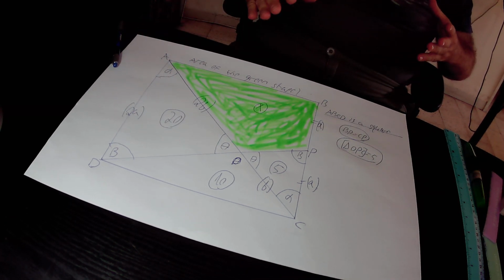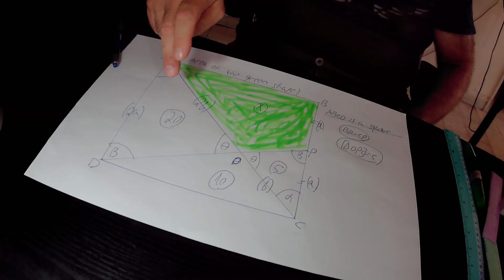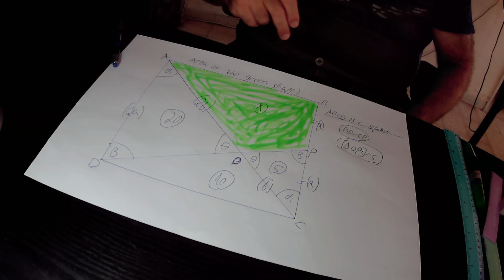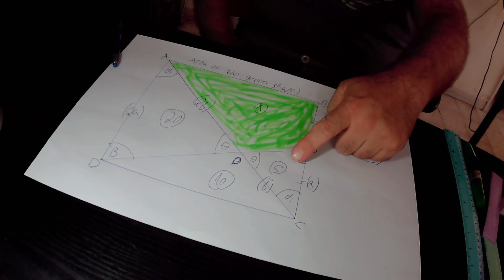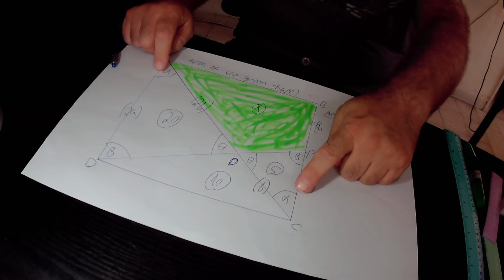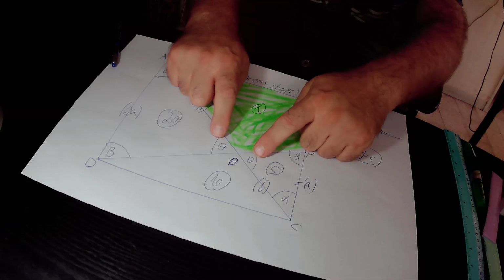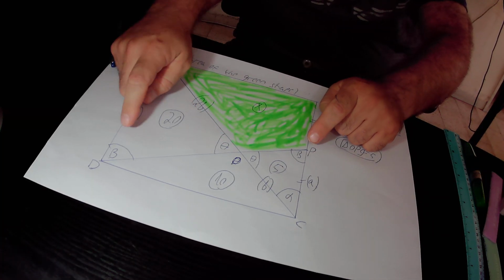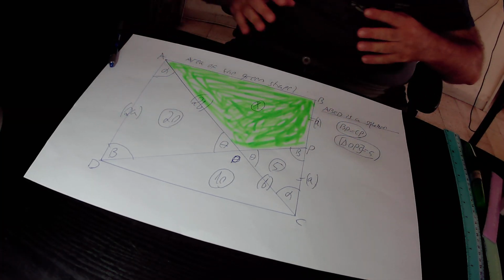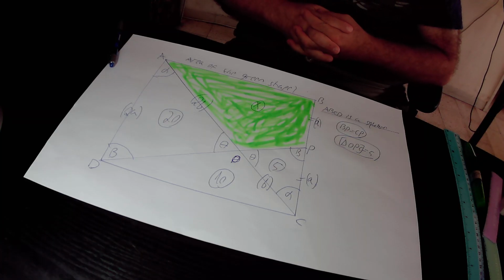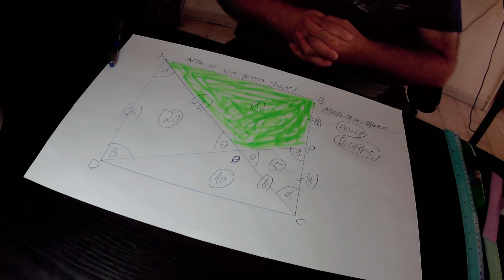So in total, we found out that all the angles of this big triangle AOD are correspondingly equal to all the angles of this small triangle POC. In both triangles we have angle alpha, in both triangles we have angle theta, and in both triangles we have angle beta. So those two triangles are similar to each other according to the angle similarity rule.